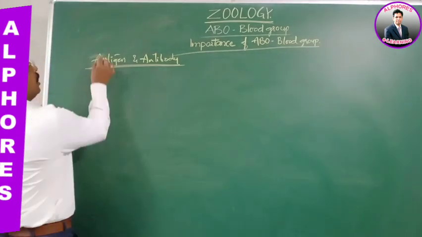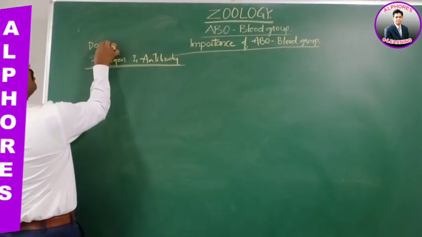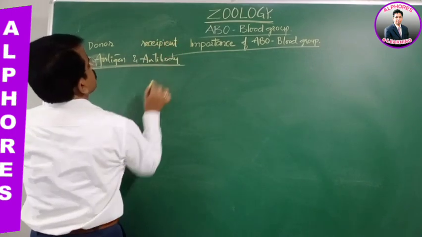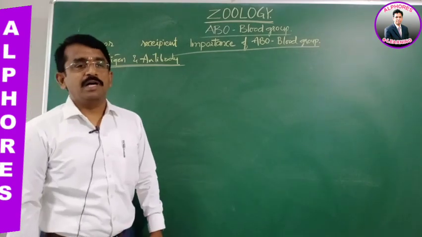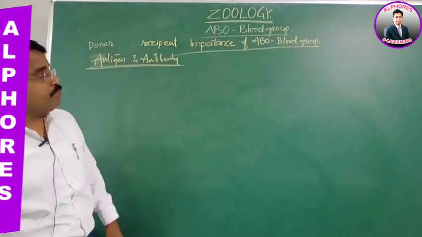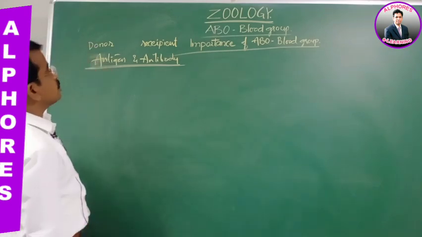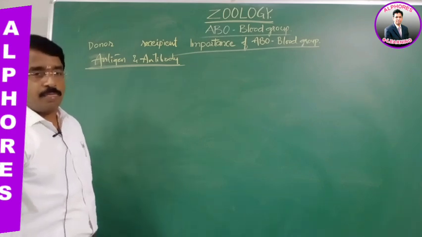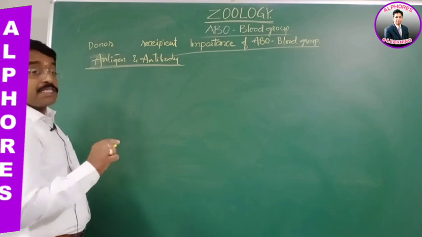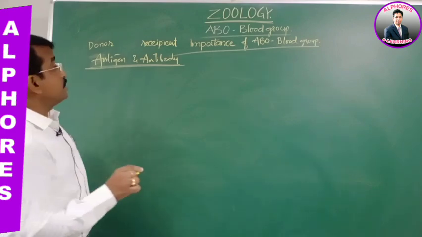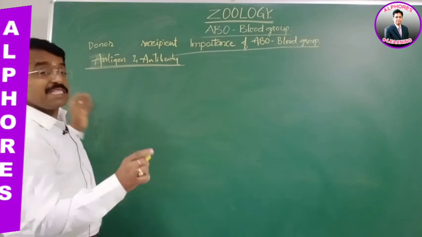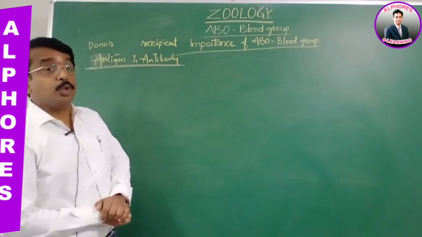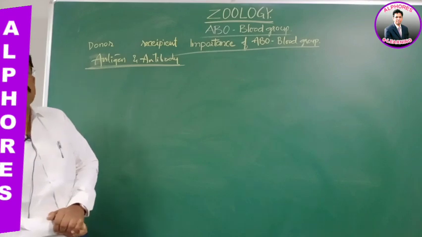In the ABO blood grouping system, the donor antigen and the recipient antibody are taken into consideration, whereas the recipient antigen and the donor antibody are of less importance.